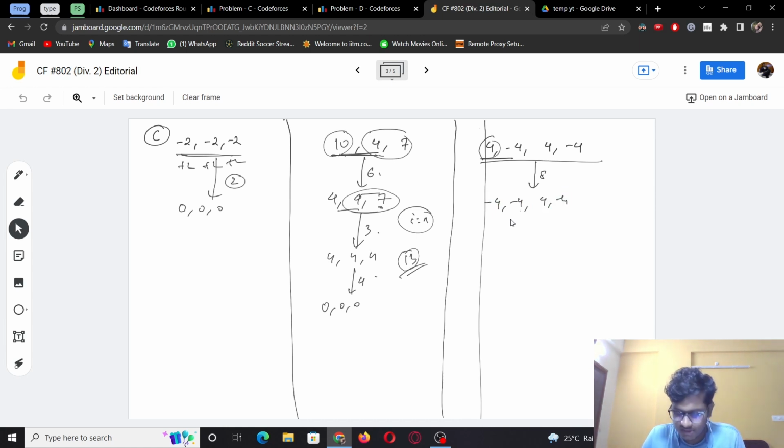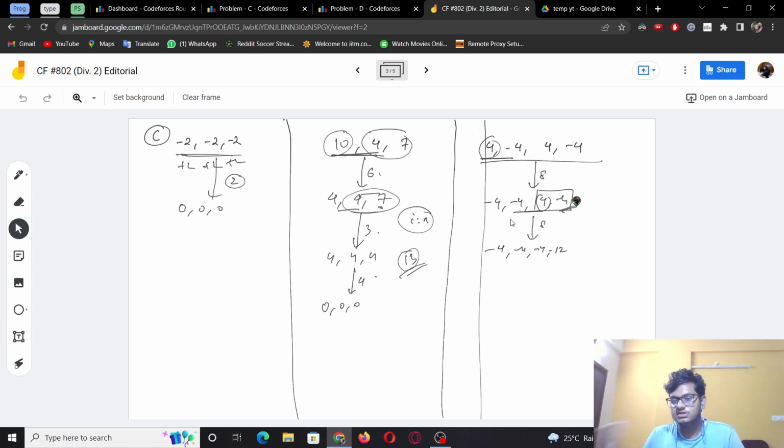Now, we move on to the second and third index. They have minus 4 and 4. As we can see, the 4 is the bigger number here. So we need to subtract from the right hand side. So we'll subtract from these two numbers, and we'll have to subtract 8. So what we'll end up with is minus 4, minus 4, minus 4, and 12, minus 12.